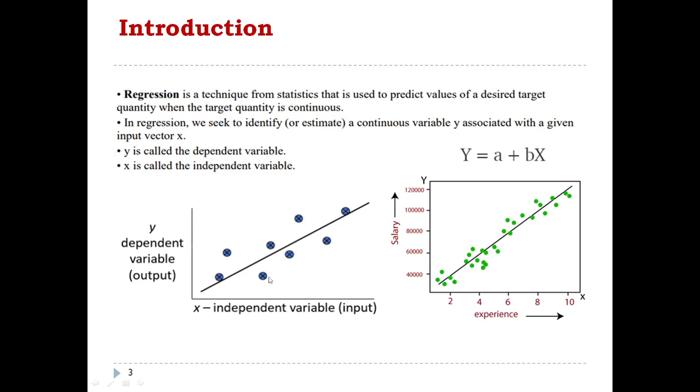So here you can see in this diagram. We are plotting a graph with the independent variable on the x-axis, and the dependent variable on the y-axis. So this is the input and we are taking this as output, and it is going to plot a line by taking all these points in the line, and this is nothing but a regression technique.